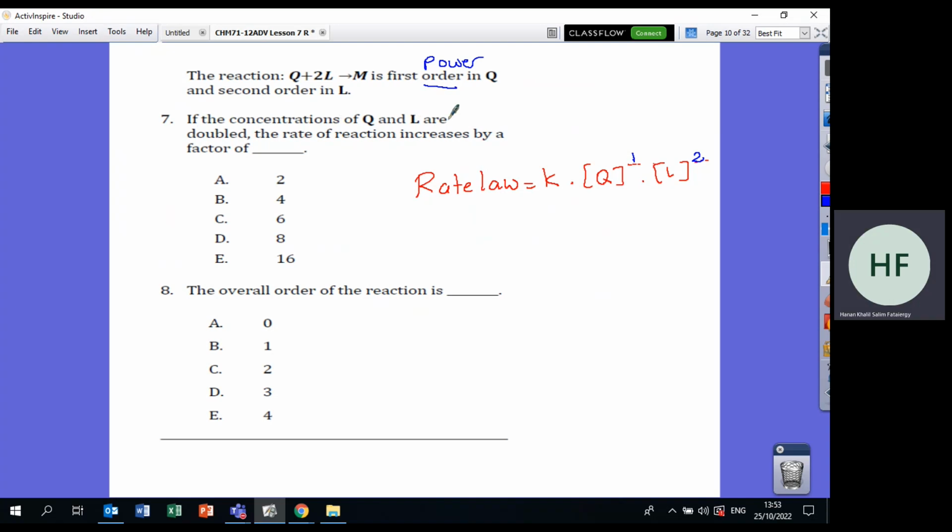Okay, now if the concentrations of Q and L are doubled means I will put instead of Q 2 power 1 times also instead of L 2. 2 power 1 is 2 times 2 square 4, so it will be 8 times faster. Now the overall order of the reaction is 1 plus 2, 3.